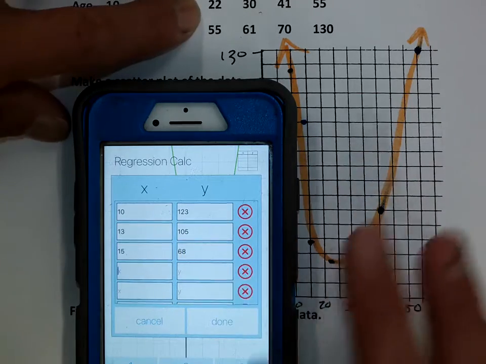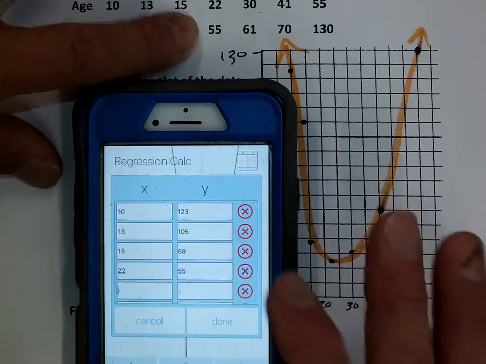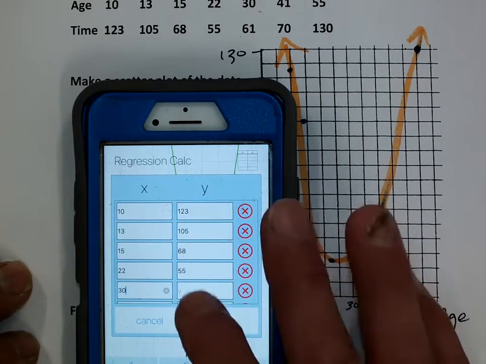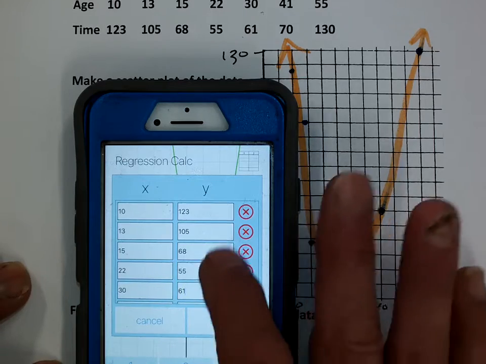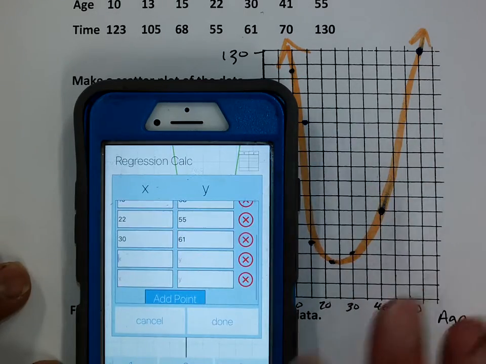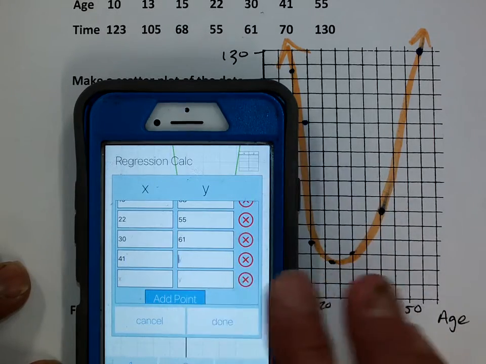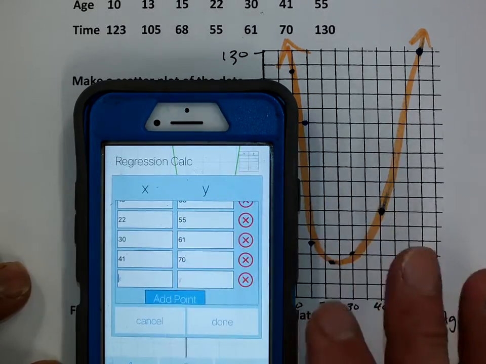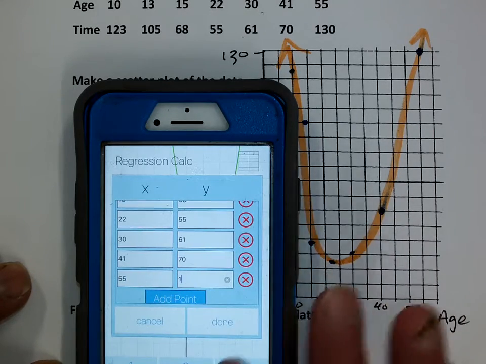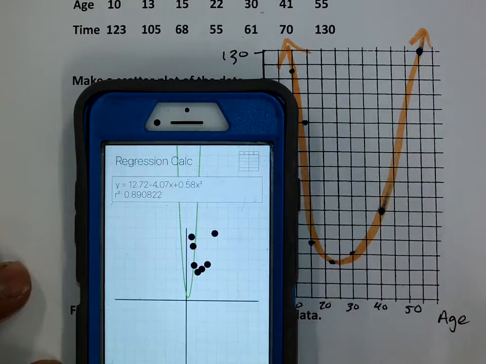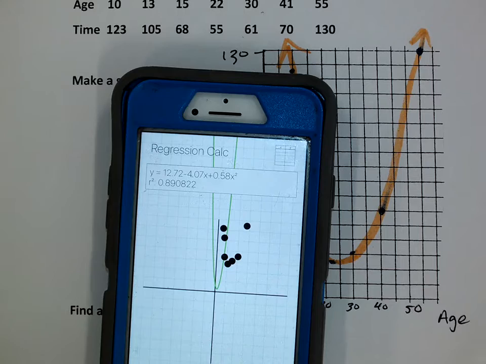68, 22 and 55, 30 and 61, 41 and 70, right? 41 and 70, and finally 55 and 130. Okay, done. Now, it doesn't draw. It tried to draw it in, but it doesn't look very good, right?